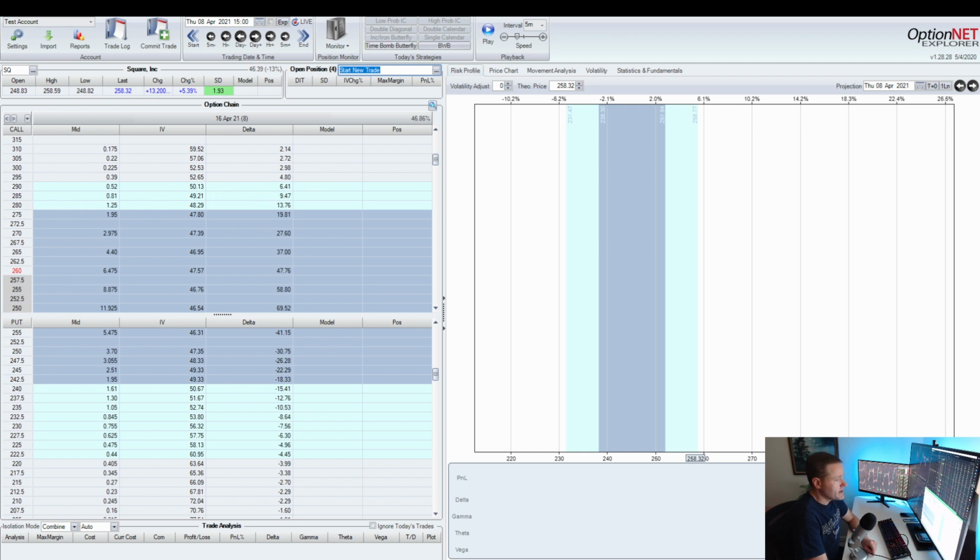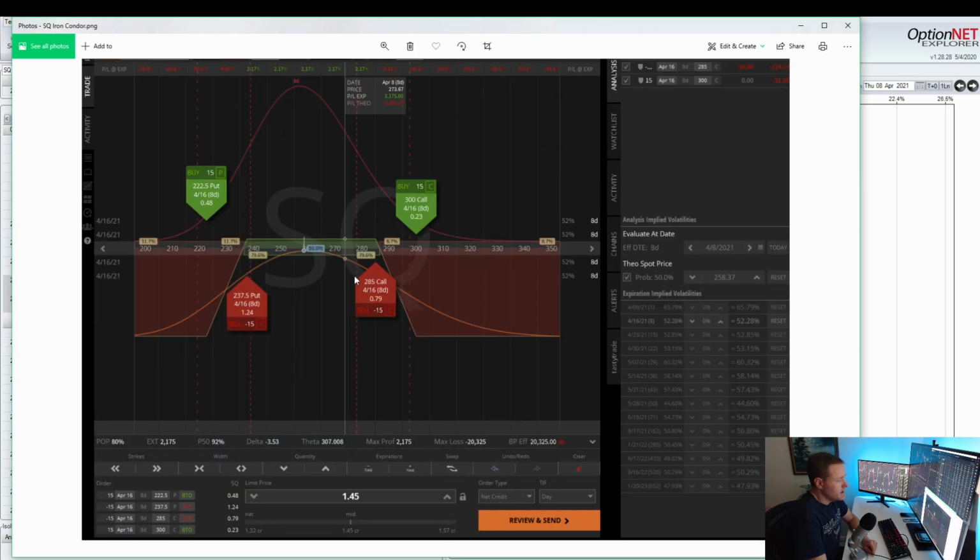And for this particular trade, let me mention that really quickly here. I was wanting to model actually putting on a decent amount of risk, right? So you can see that the buying power for this trade would be $20,325 because we are talking about 15 lots, 15 contracts on each leg. And you can see the max profit potential here is $2,175, for a max risk of $20,325.